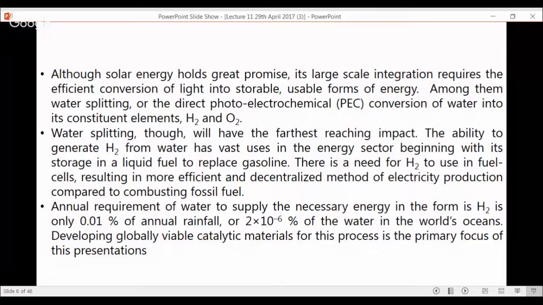There is a need for hydrogen to use in fuel cells, resulting in a more efficient and decentralized method of electricity production. I will tell you only one point here. We have already discussed this, between fossil fuel. If you take the fuel, hydrogen is one of them. If I take fuel and electricity, electricity is the neatest form of energy. Fuel means it will combust. I have to have a combustion chamber, and then combustion will give rise to a product that has to be let out into the atmosphere or collected. Anyway, we will not go into all of them. So therefore, hydrogen is one of them.